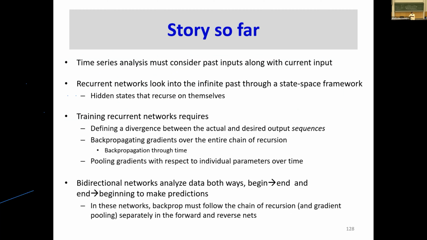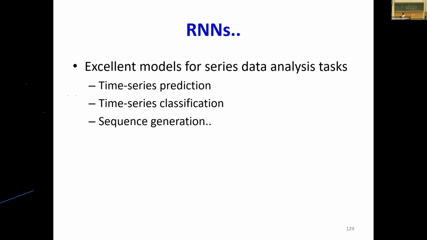Bidirectional networks analyze sequences both ways, from beginning to end and from the end to the beginning. And backprop must follow the chain of recursion, meaning if it's the forward portion of the network, backprop goes the other way. If it's the backward portion of the network, backprop goes from the beginning to the end, and the derivatives get added up, right? In the next class, we are going to look more at how recurrent networks work, what the conditions are for them to behave properly, and how we can extend these models to make them more useful.